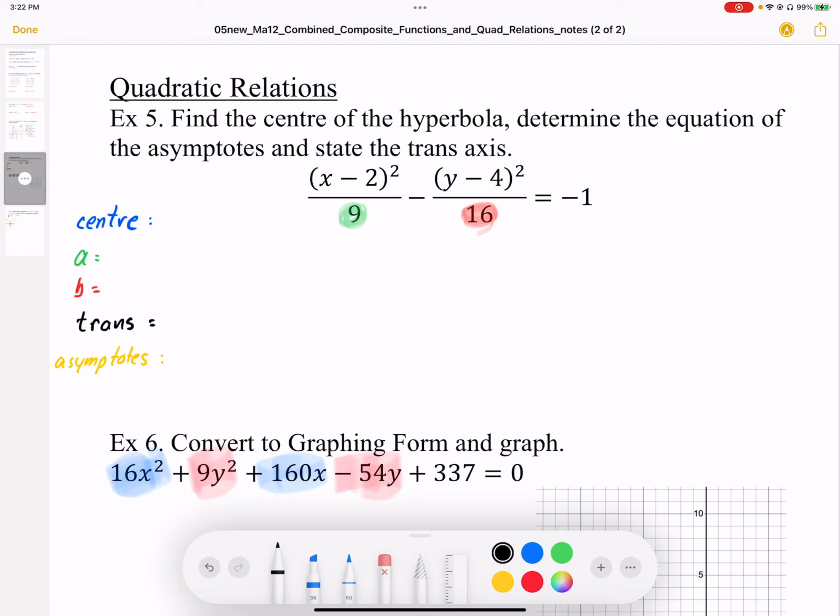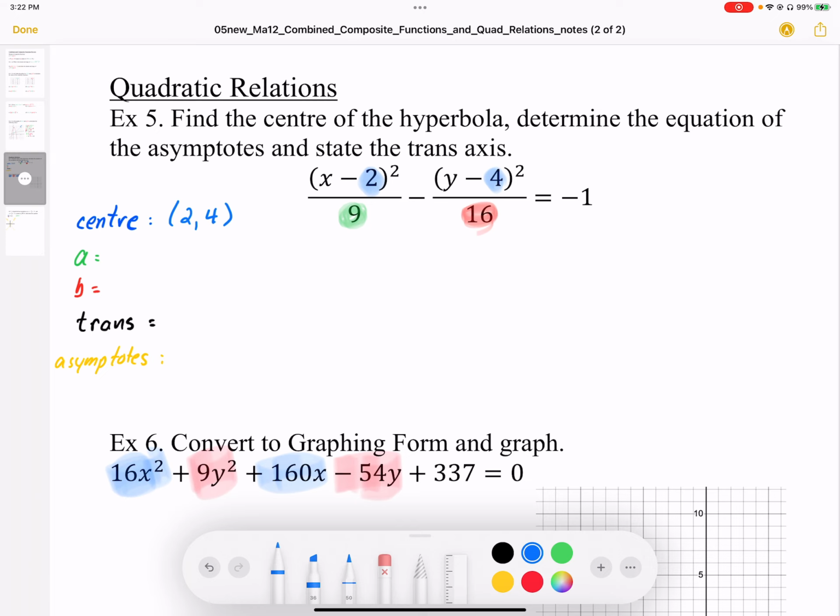So example 5, for quadratic relations, we're asked to find the center of the hyperbola and to determine the equation of the asymptotes and state the transaxis. Okay, so first thing is the center. We find the center value from looking at the shifts. So we have a shift of +2 and +4. That makes my center value at x equals 2 and y equals 4.